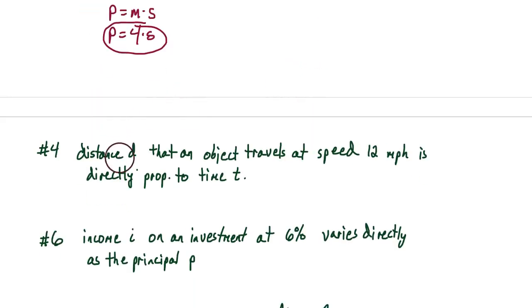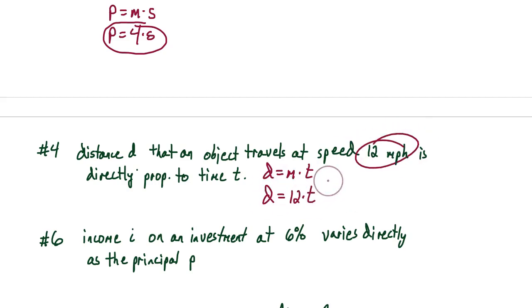Number 4, the distance d that an object travels at speed 12 miles per hour is directly proportional to time t. So distance equals some number times t. And the value of m is given to us in the problem. It's the 12. So distance equals 12 times t.